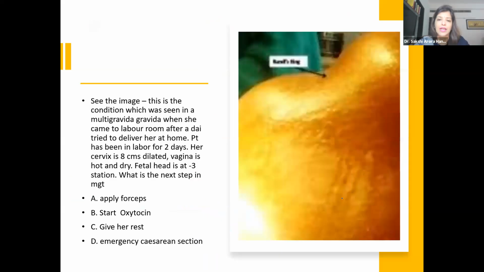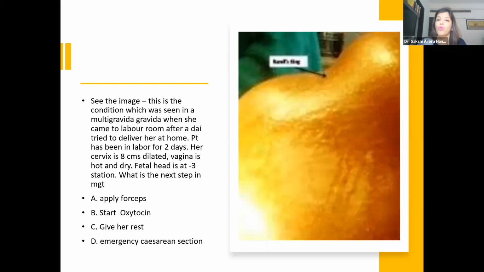Okay. Now, look at this image and read the question. The question says, this is the condition which was seen in a multigravida patient when she came to the labor room after a dai tried to deliver her at home. The patient has been in labor for 2 days. Her cervix is 8 centimeters dilated. Vagina is hot and dry. Fetal head is at -3 station. What is the next step in management? Your options are: apply forceps, start oxytocin, give her rest, emergency cesarean section.